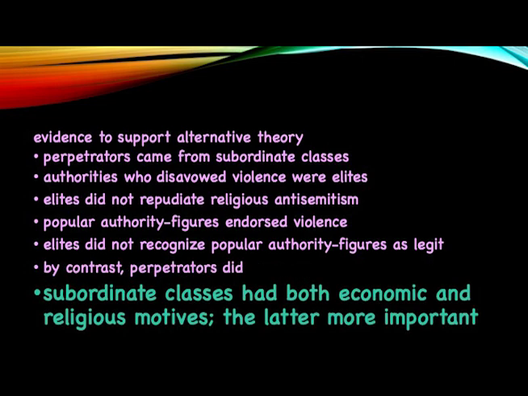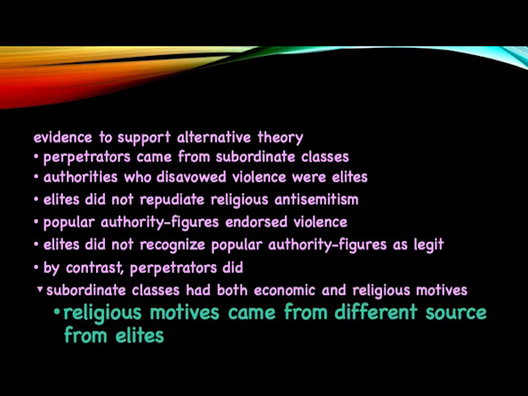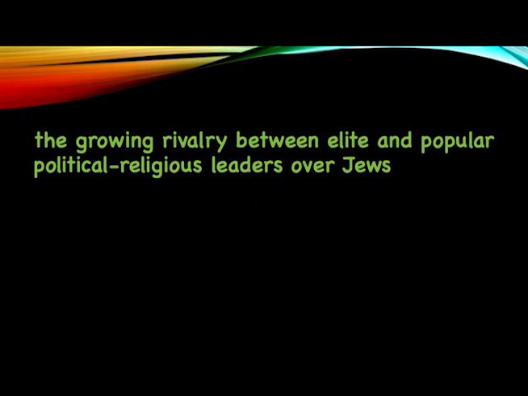Thus, we can conclude that, whereas the subordinate classes' motives may have included economics, their motives remain primarily religious. It's just that the religious motives originated from a different source from the traditional elites, namely from popular, political religious authorities whom the elite classes did not recognize as legitimate. This relatively new phenomenon points to a growing rivalry between elite and popular political religious leaders over the question of the Jewish presence in Europe.